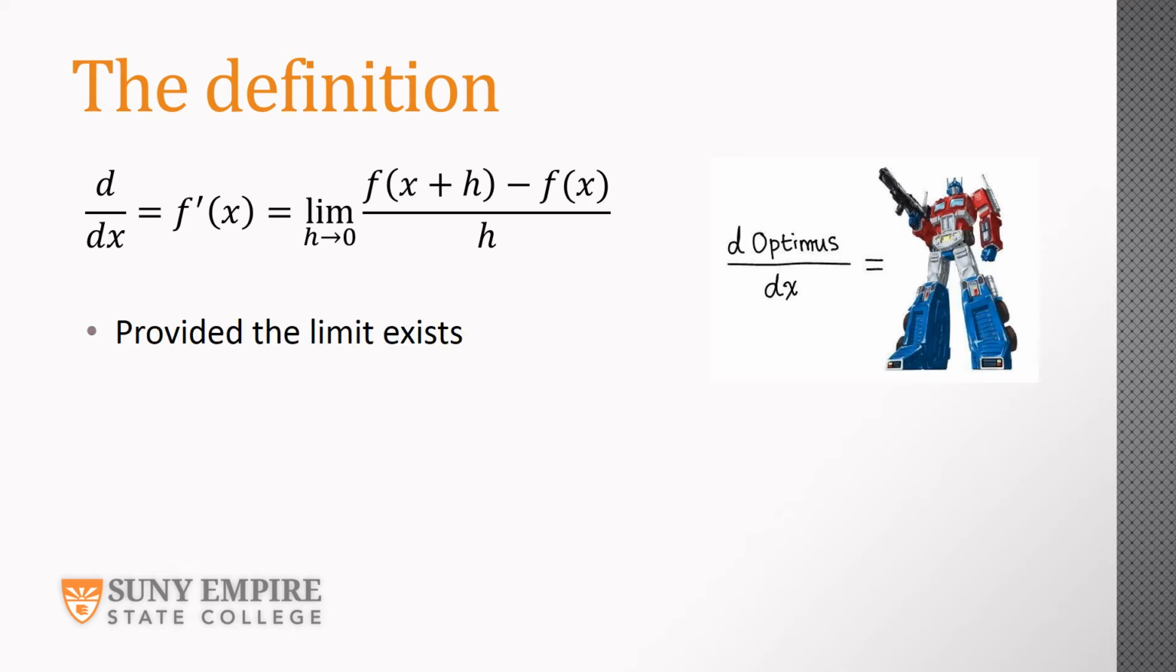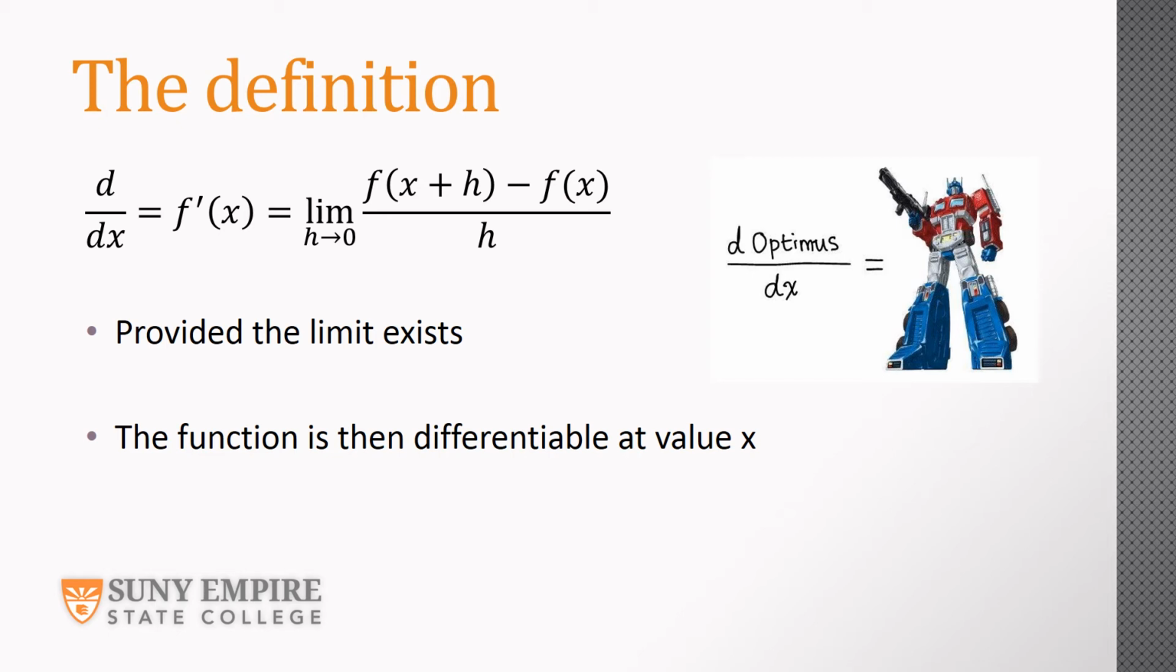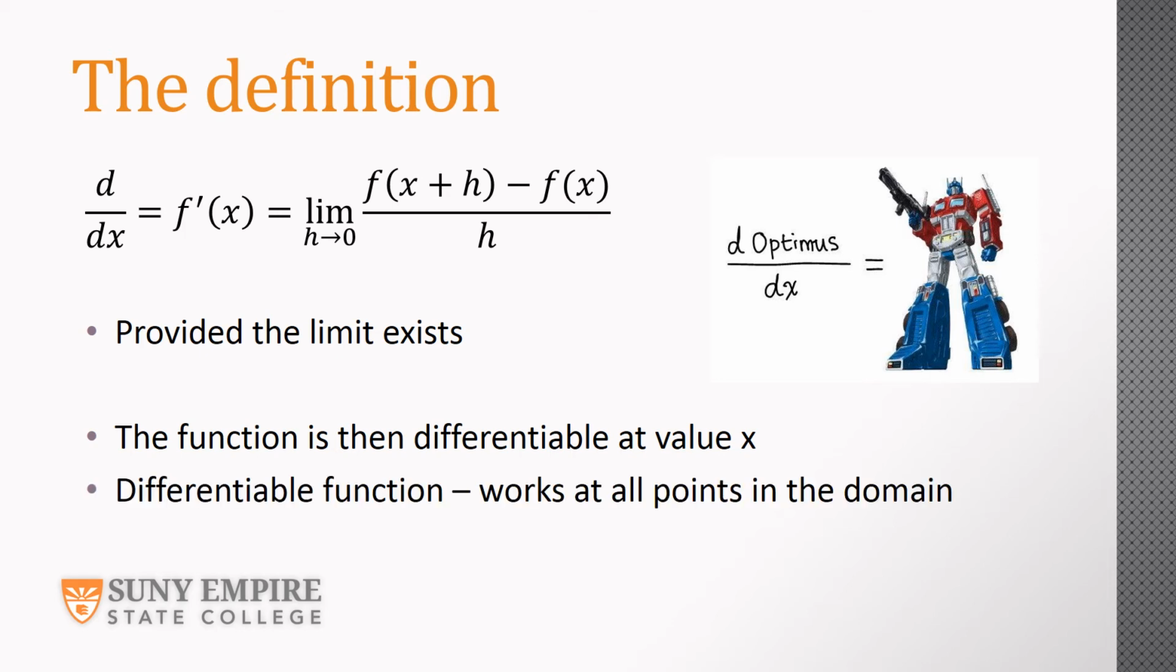This works so long as the limit exists. When it does, we say that the function is differentiable at that given point. For an entire function to be differentiable, we must be able to find this derivative for all values in the domain of the function. Note that there are two different notations for derivative which can be used interchangeably. The first is d dx, which means the derivative with respect to x. The second is f prime of x. We will look at a number of examples in future resources in this series on derivatives.